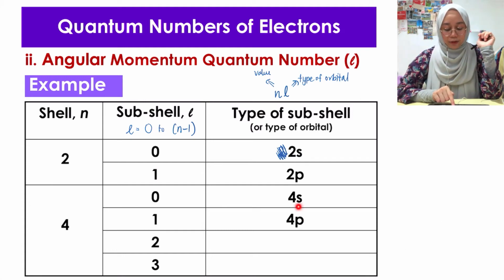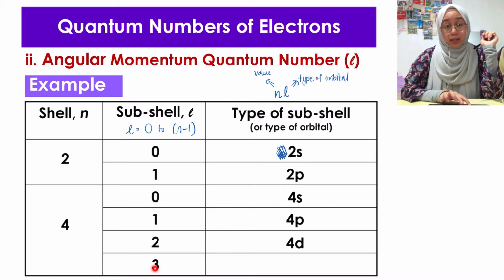Okay, kenapa 4S, 4P? Because it depends dengan value L dekat sini. So if L kita 2 pula, meaning 2 adalah D kan, so kita ada 4D. Dan kalau kita punya L value adalah 3, it will be F. So dia akan ada 4F.